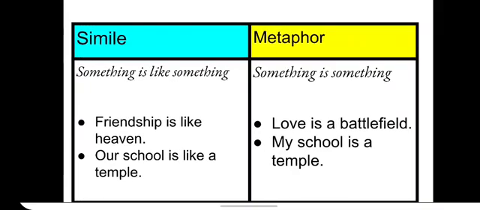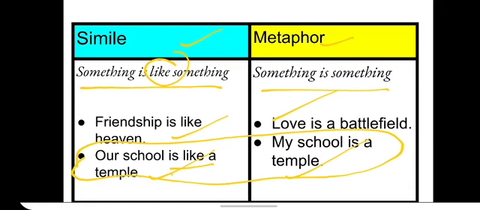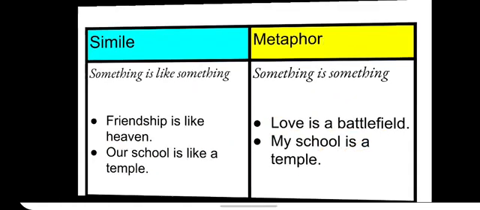Okay, and now this is just a table to show you the simple difference between simile and metaphor. Simile is something is like something, so we are using the word like. Something is something, that is metaphor. Like, friendship is like heaven. Love is a battlefield. Our school is like a temple. My school is a temple. So you see the difference between these two phrases is that here I used the word like to show comparison. Here I did not use the word like, rather I directly make the comparison between two unlikely things. Okay, I hope you get the point now.